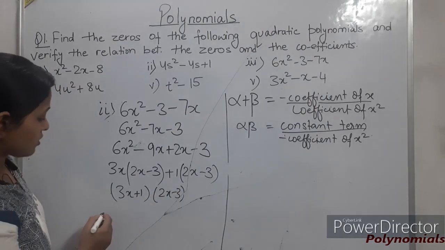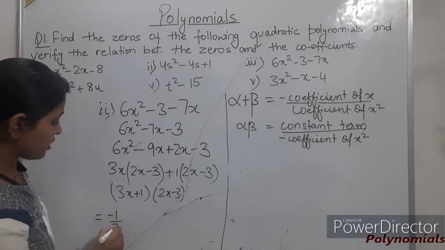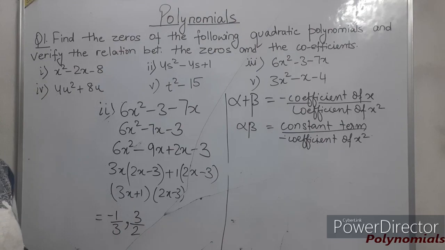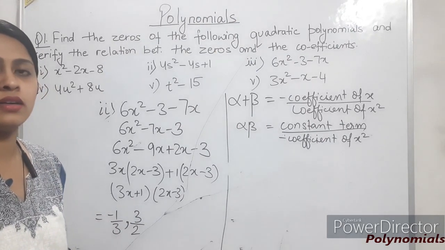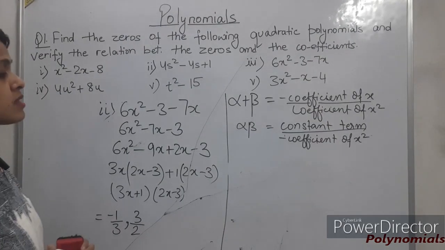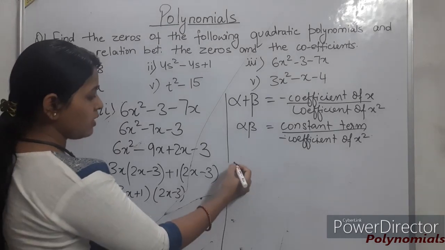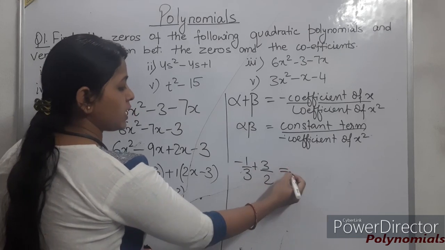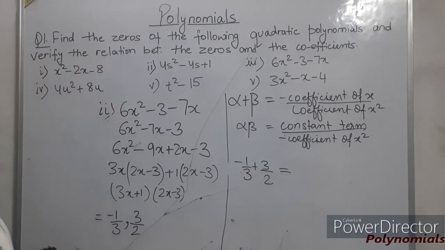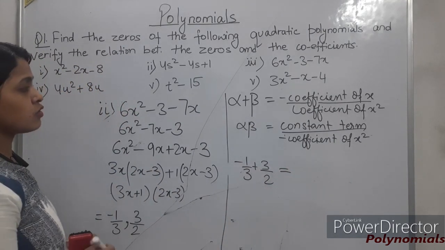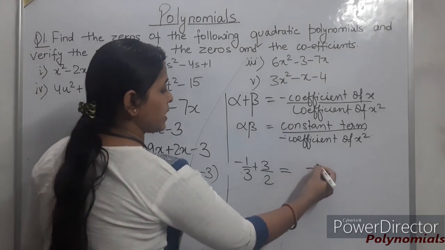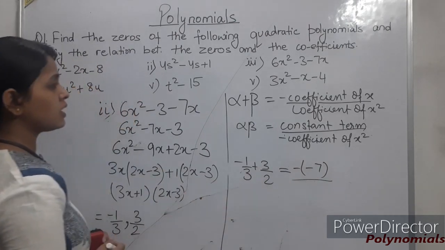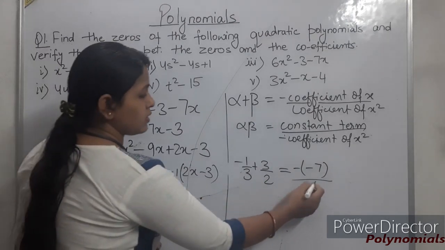So what are the zeros? The zeros will be minus 1 by 3 and 3 by 2. Minus 1 by 3 and 3 by 2 are alpha and beta. Now let's do the verification. Minus 1 by 3 plus 3 by 2 should be equal to what? किसके equal होना चाहिए? Minus coefficient of x. So the coefficient of x here is minus 7. So it should be equal to this, and in the denominator the coefficient of x square, that is 6.